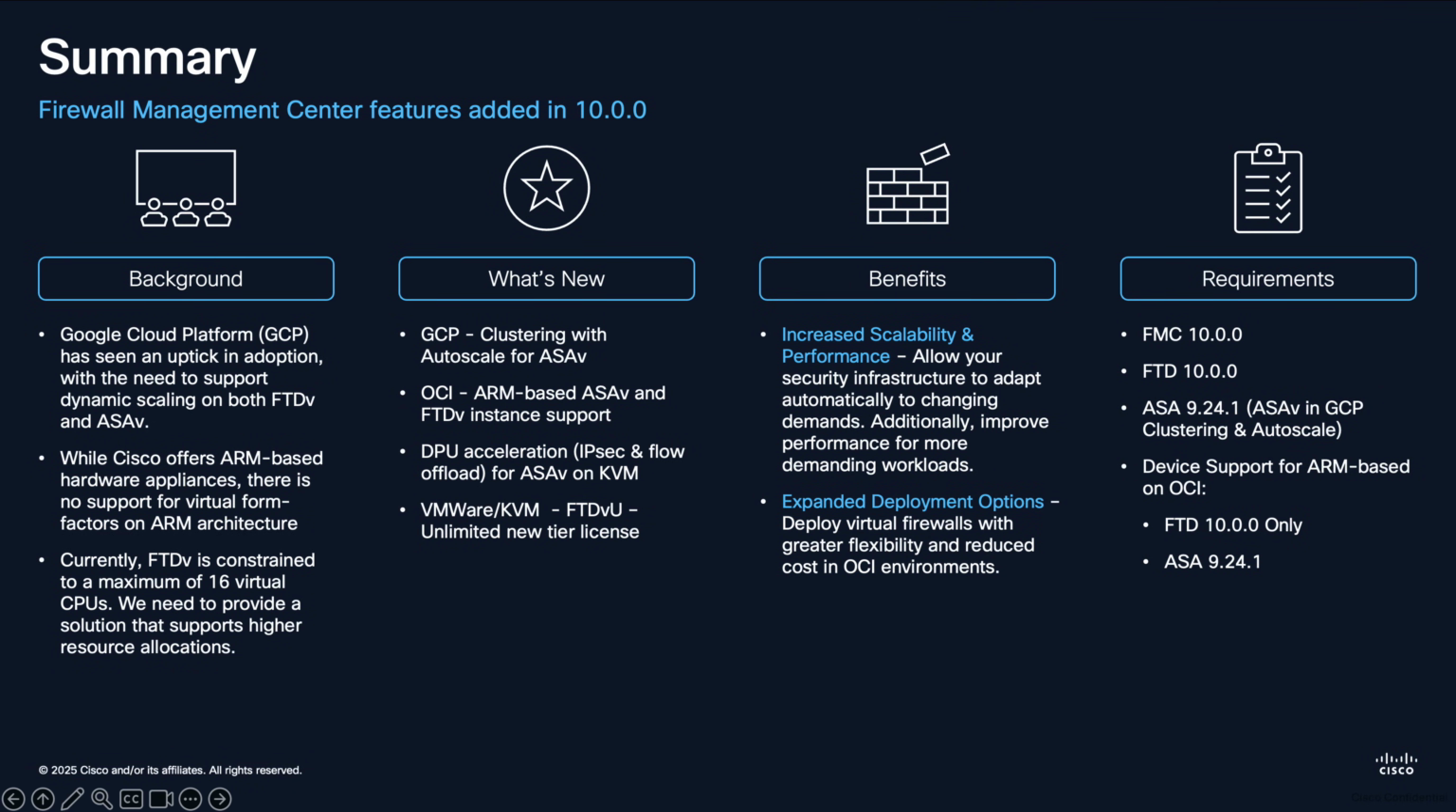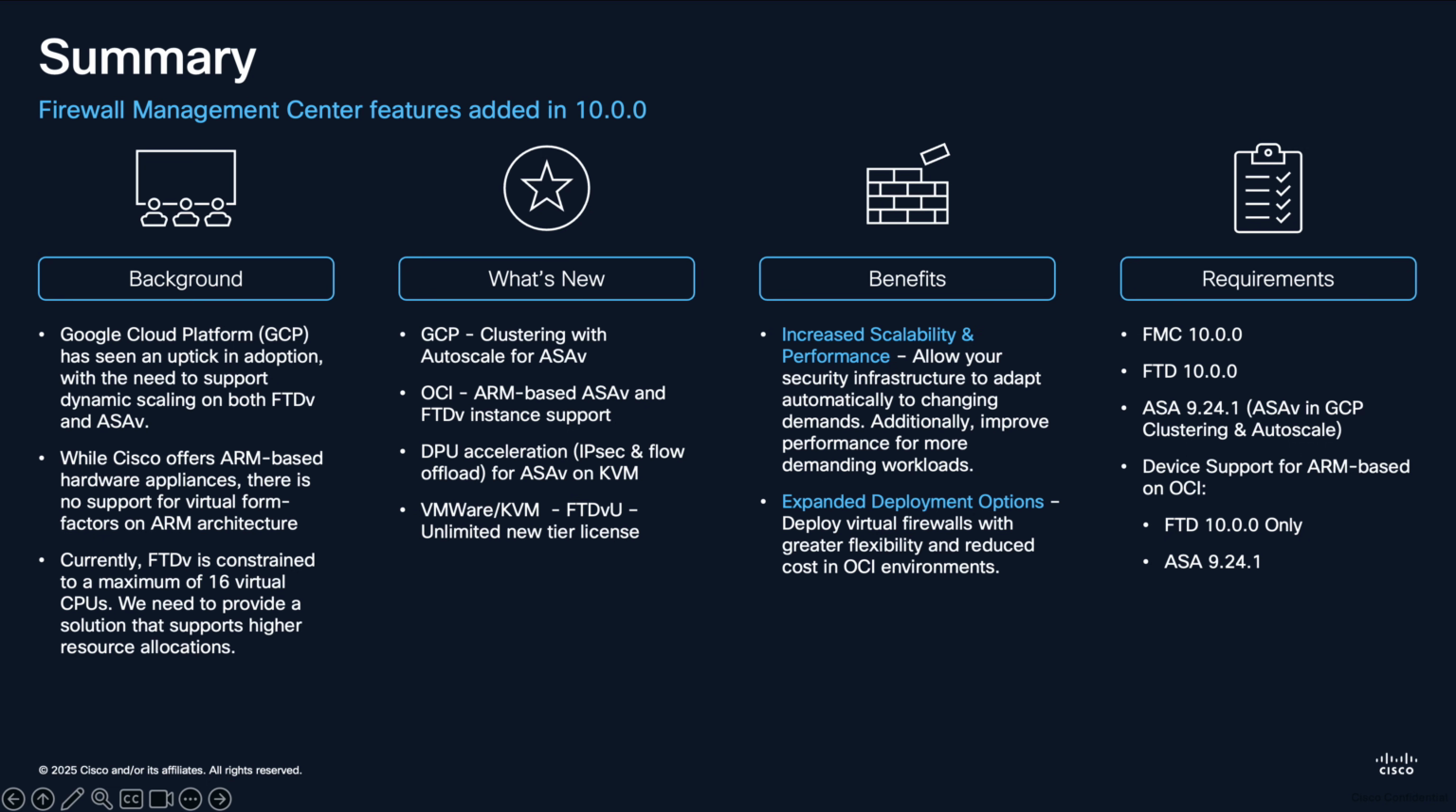First, let's set the background. We've seen a considerable uptick in Google Cloud Platform, or GCP, adoption, which has highlighted a critical need for dynamic scaling support for both FTDV and ASAV. While Cisco offers robust ARM-based hardware appliances, there's been a gap in supporting virtual form factors on the ARM architecture. Additionally, our FTDV has been constrained to a maximum of 16 virtual CPUs, and our customers require solutions that can handle much higher resource allocations for their demanding environments.